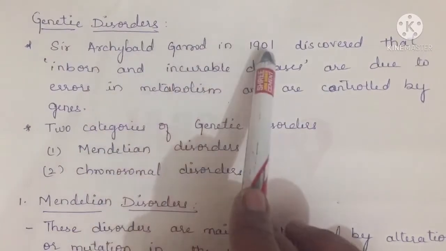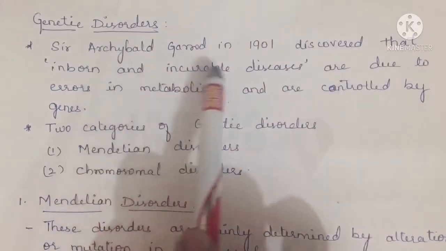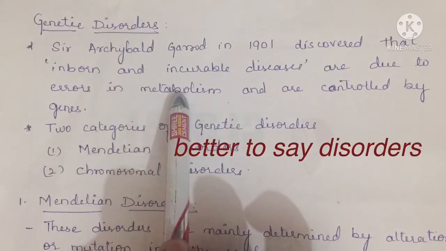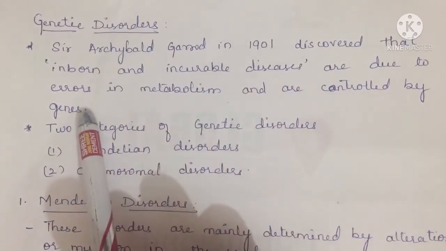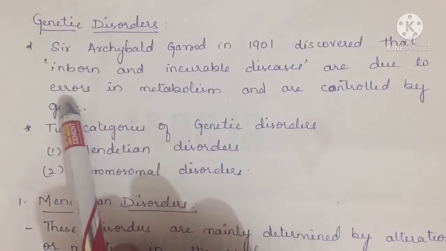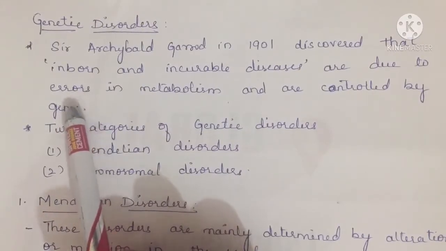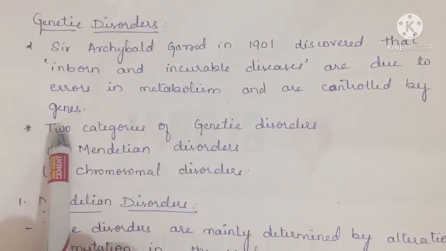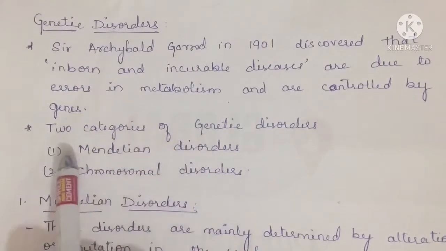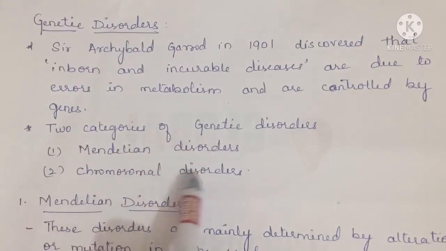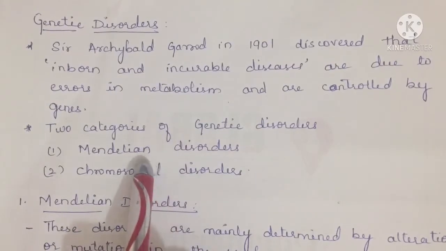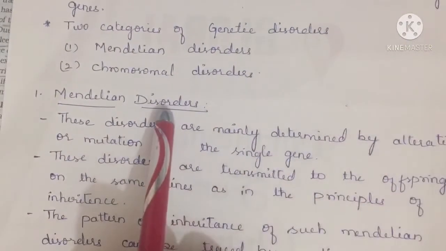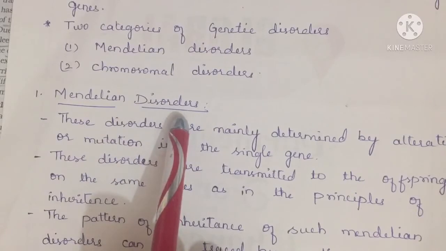Sir Archibald Garrod in the year 1901 discovered inborn and incurable diseases. These are due to errors in metabolism and are controlled by genes, right? Whatever metabolic reactions are going on in a living body, all are controlled by genes. So this is about genetic disorders. Now, genetic disorders are broadly categorized into two. First one is Mendelian disorder, second one is chromosomal disorder. This we have already seen in the textbook. So I shall first discuss Mendelian disorders.